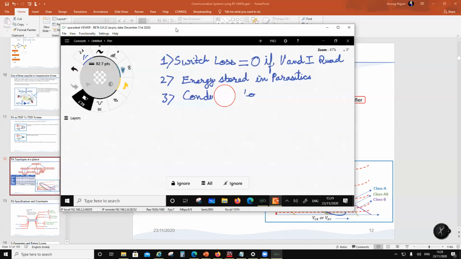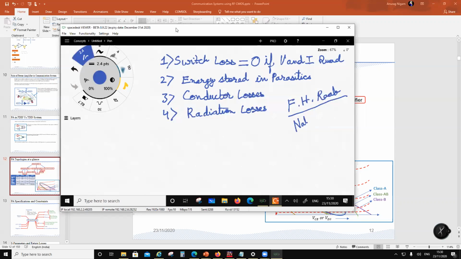If you want to refer to a paper, look for class E implementation by Frederick H. Raab. He discusses the sources of losses in a power amplifier. Also there is a paper by Nathan O. Sokal on class E, 1975. You'll find these two papers discuss various losses and how to minimize them.